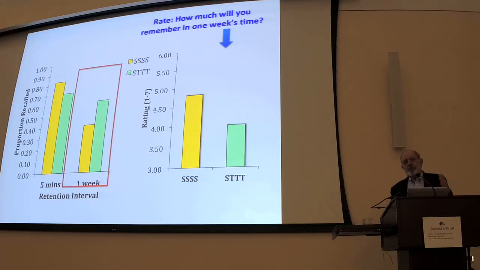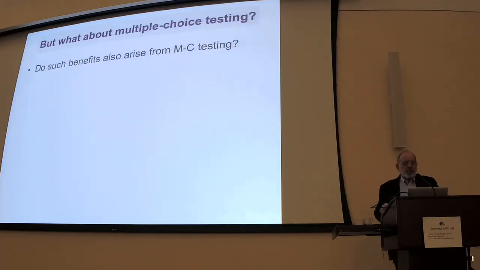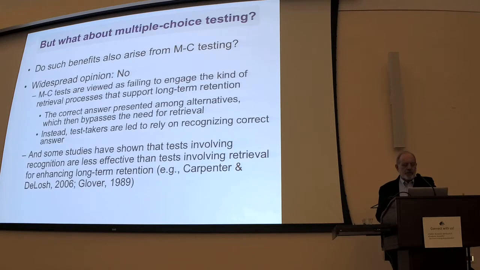And that's just one example; there are many cases where people's own judgments are at odds with the actual results. But what about multiple choice testing? Do such benefits also arise with multiple choice testing? A widespread opinion is no. They're viewed as failing to engage these productive kinds of retrieval processes. The correct answer is there, and so maybe it bypasses retrieval. Instead, test takers rely on maybe recognizing, and there are some studies that make it look like cued recall is better than multiple choice testing.